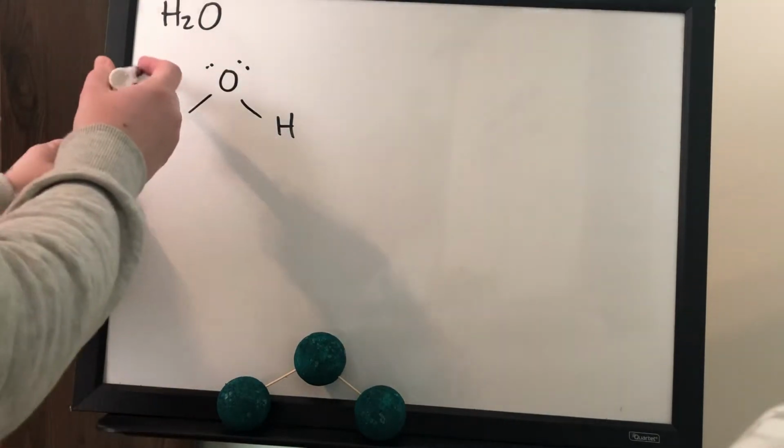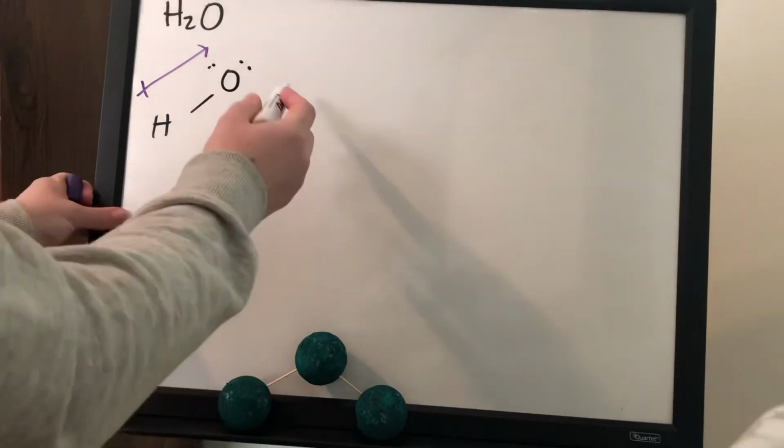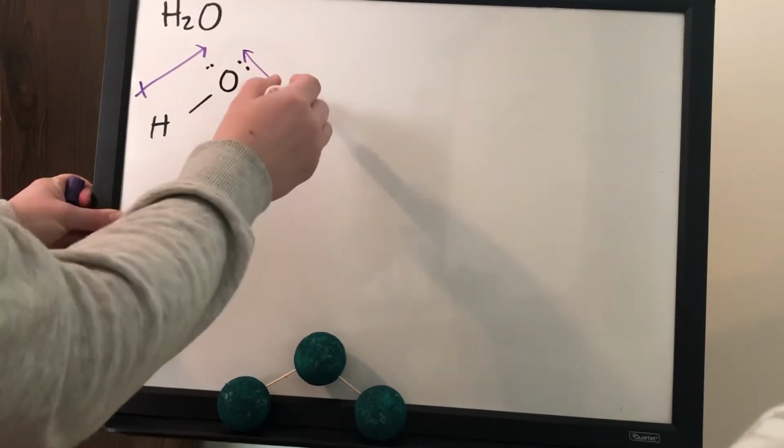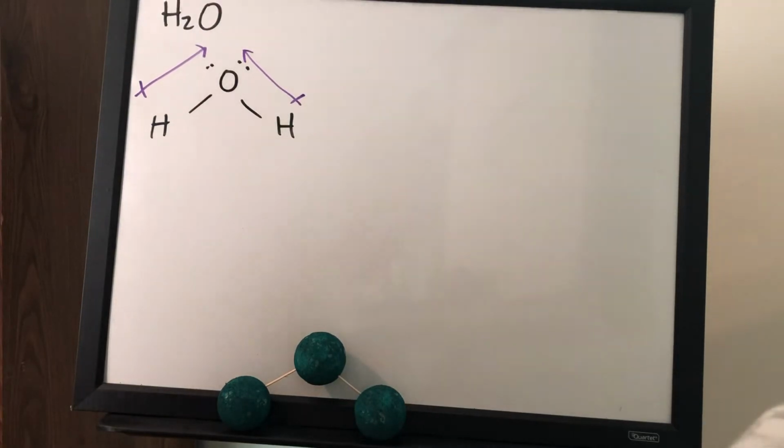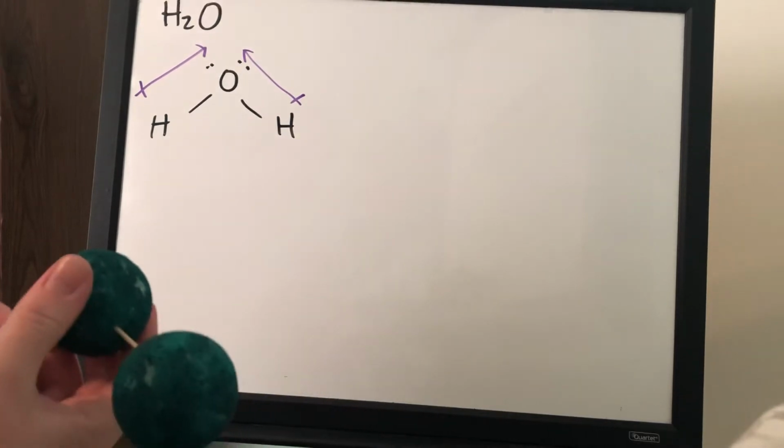So I have a vector or a dipole pointing toward the oxygen, remember, parallel to the bond, and I have a second one pointing toward the oxygen, again parallel to the bond. Those vectors are equal in size. Why? Because it's an O and an H both times. However, they are not opposite in direction, okay? And we can prove that if we are using our model.